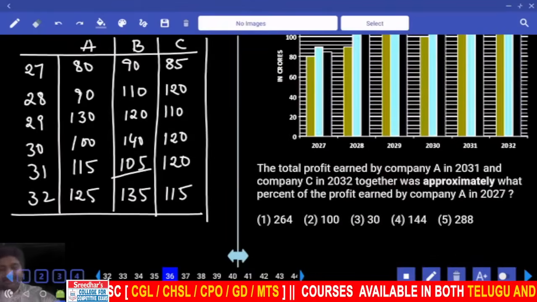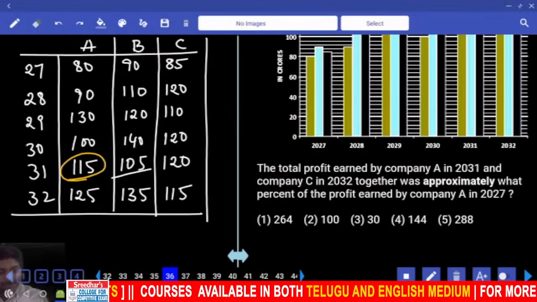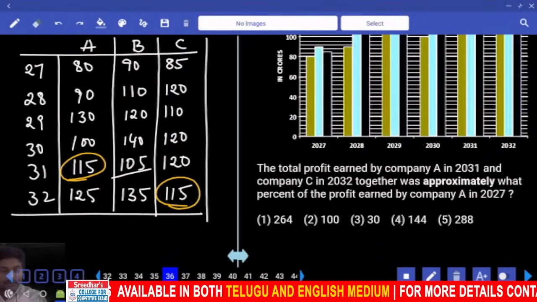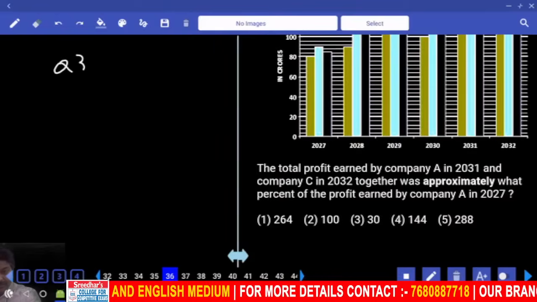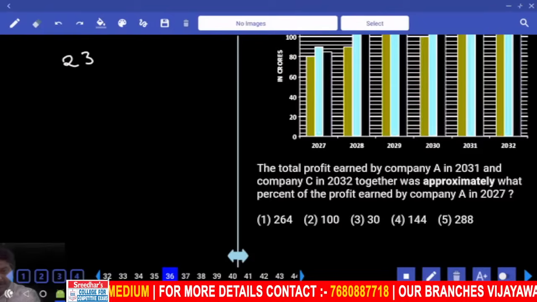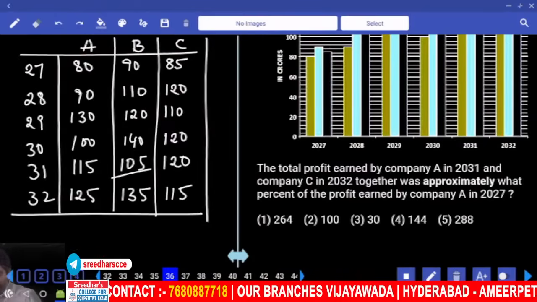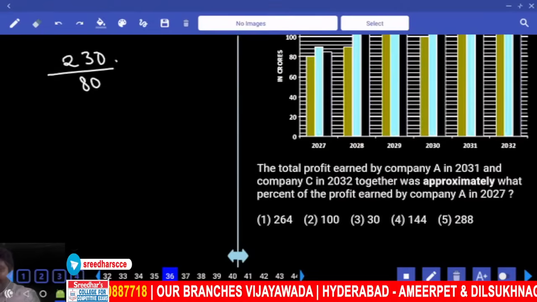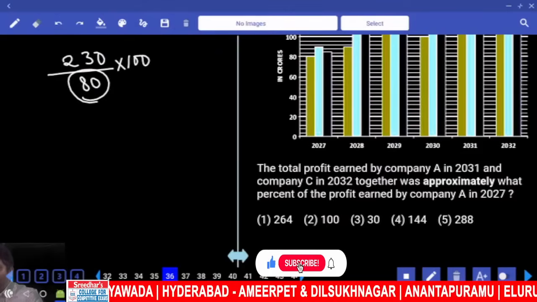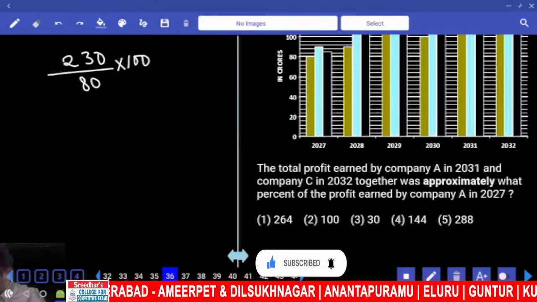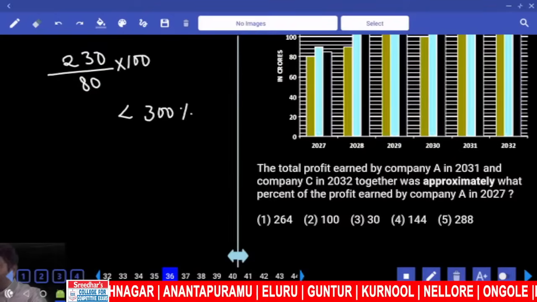Total profit earned by A in 2031 and company C in 2032 together: 115 plus 115, 230, was approximately what percent of profit earned by company A in 2027? A in 2027, 80. With respect to 80, we have to identify what percentage it is. What is 3 times the denominator? 240. But our numerator is a little bit less than 240. So the answer should be less than 300%, because 3 times we are taking.